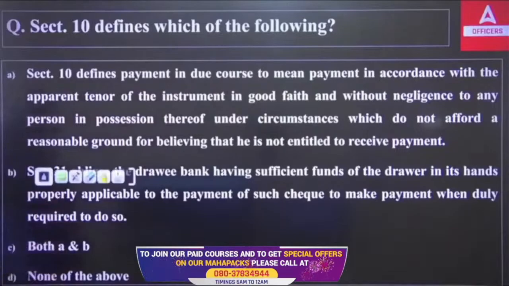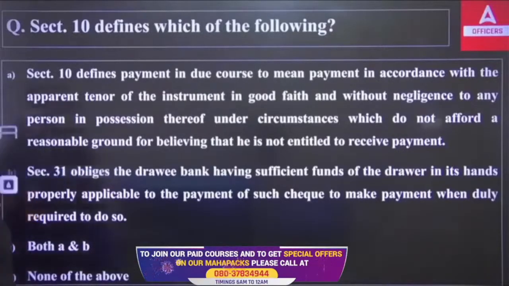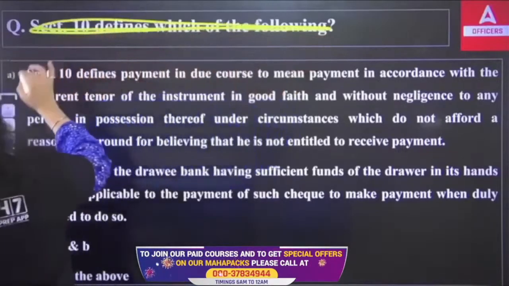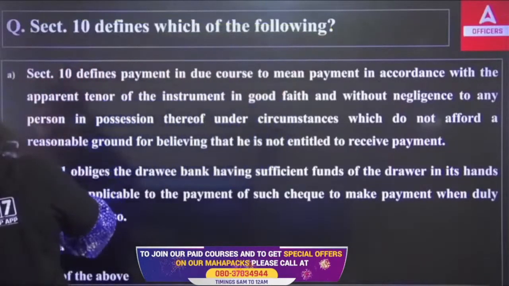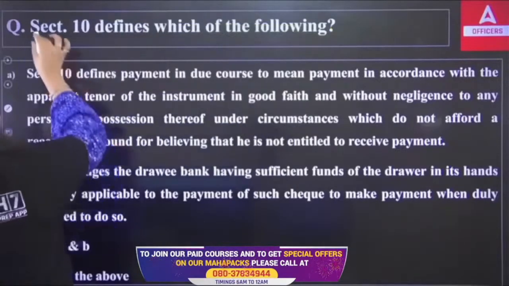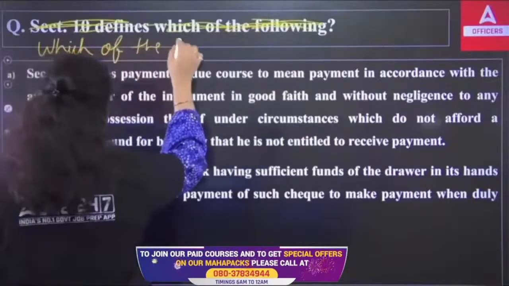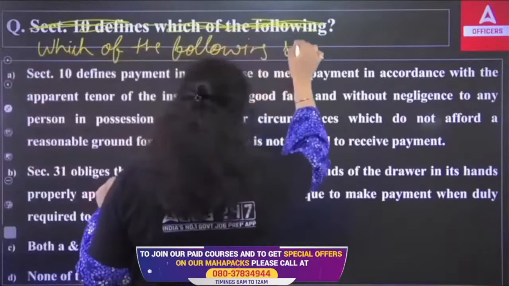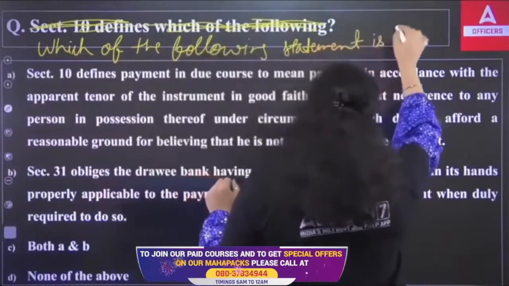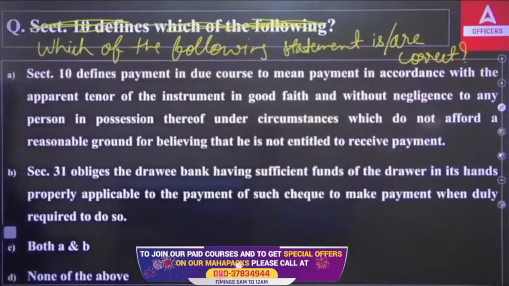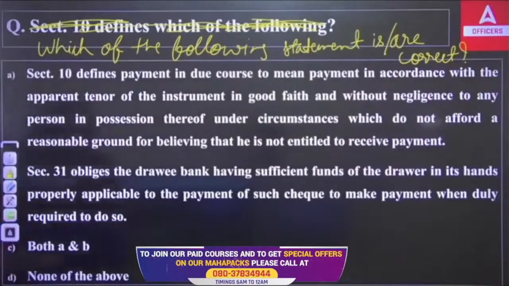So what do you think? Which of the following is correct? I would want to change this question, as it is a little bit wrong. The question here is actually: which of the following statements is correct? The first one, which talks about section 10, or the second one, which talks about section 31, or both, or none of the above?